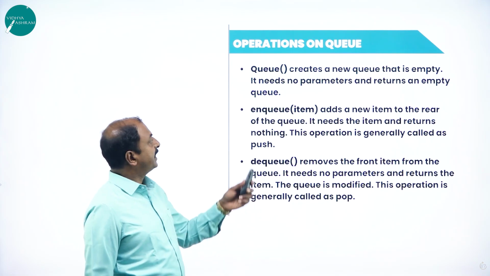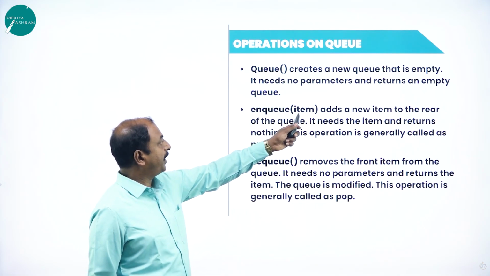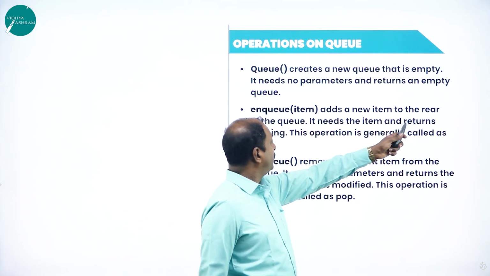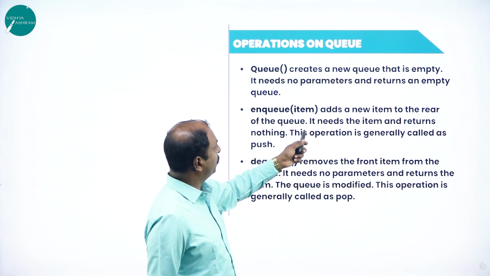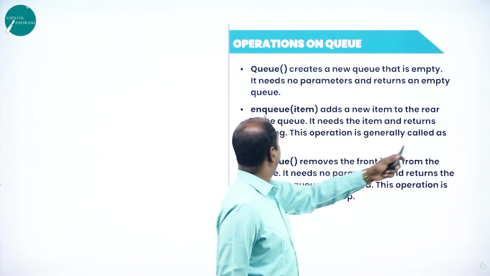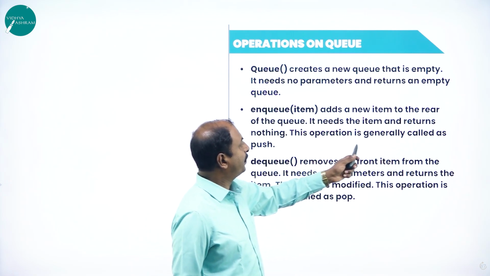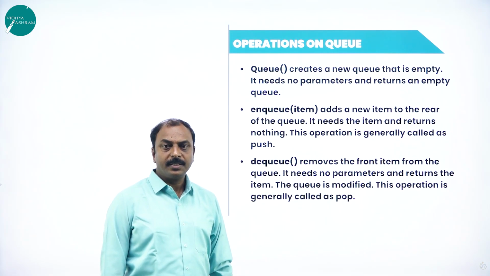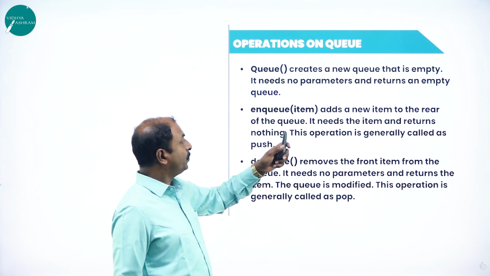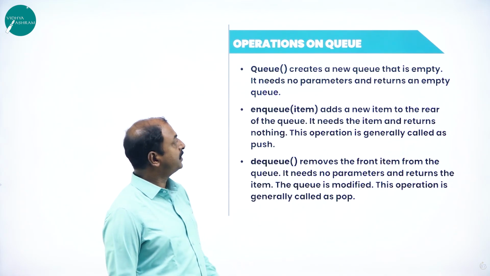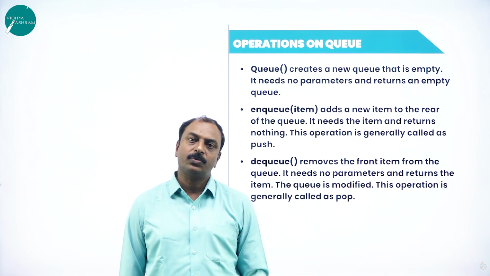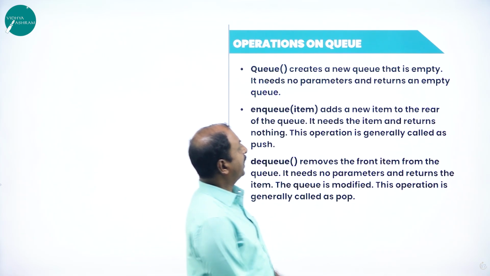And the next one is NQ, with item in the bracket. It is the parameter. It adds a new item to the rear of the queue. It needs the item and returns nothing. This operation is generally called the push operation. So NQ with item is nothing but inserting a data item into the queue at the rear point.